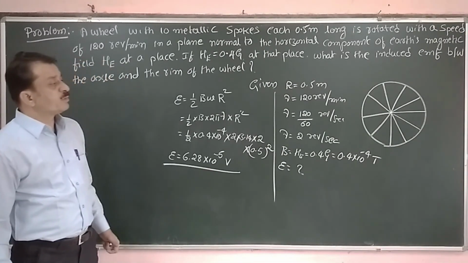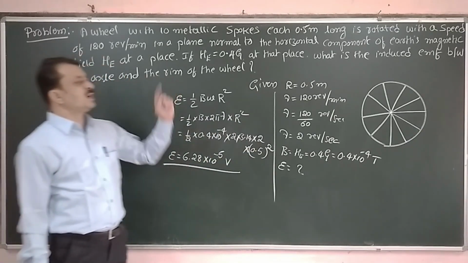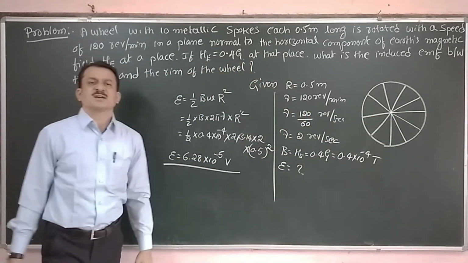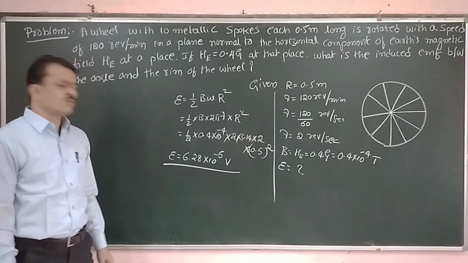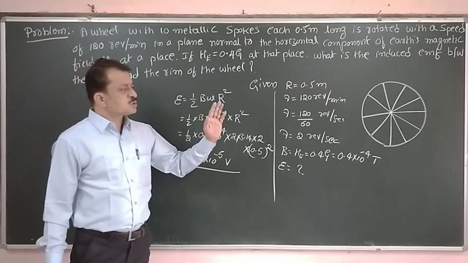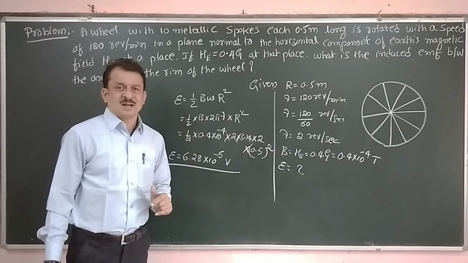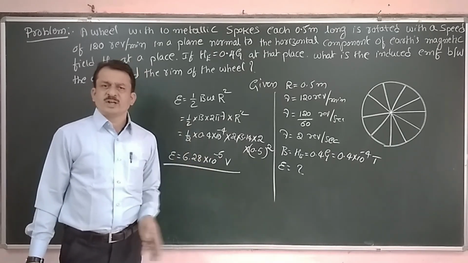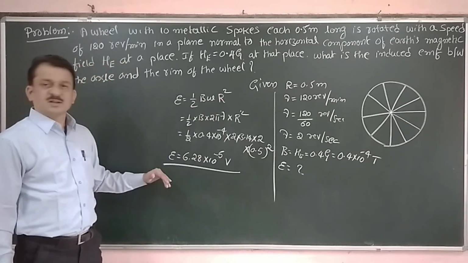Now this amount of EMF is induced between the axle and the rim. The axle is fixed at the center and the rim is nothing but the circumference. The EMF is 6.28 into 10 to the power of minus 5 volts. Here the number of spokes is immaterial because they are in parallel. In parallel combination, we know that the voltage or the EMF remains constant. Clear?